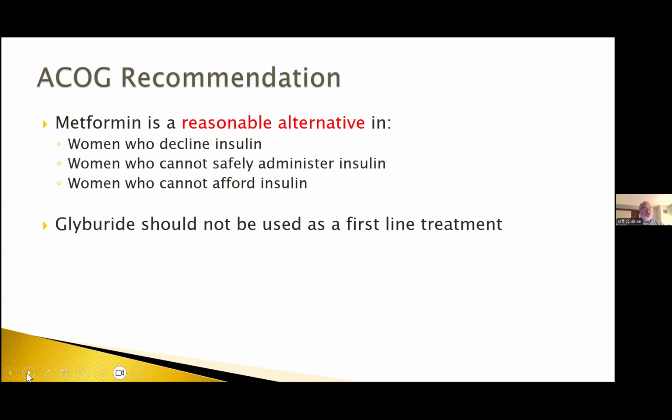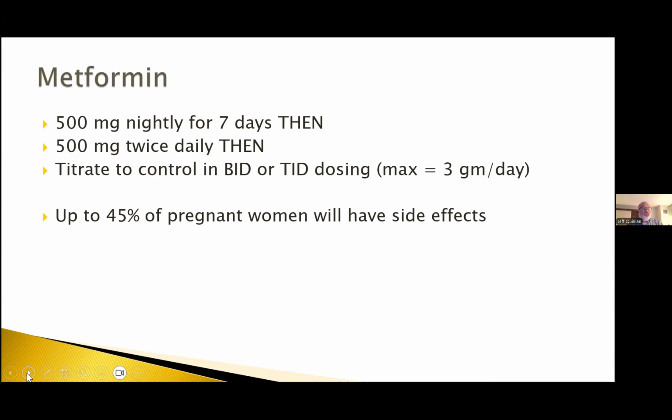ACOG does say that metformin is a reasonable alternative in women who decline insulin, women who cannot safely administer insulin, or those who cannot afford insulin. They also say that if you're thinking about an oral agent, glyburide should not be used for first-line treatment. If you are going to start metformin, you start with 500 milligrams nightly, use that for about a week and then go to twice a day. Then you keep titrating up to a maximum of 3 grams per day until less than 20% of values are abnormal for the week.